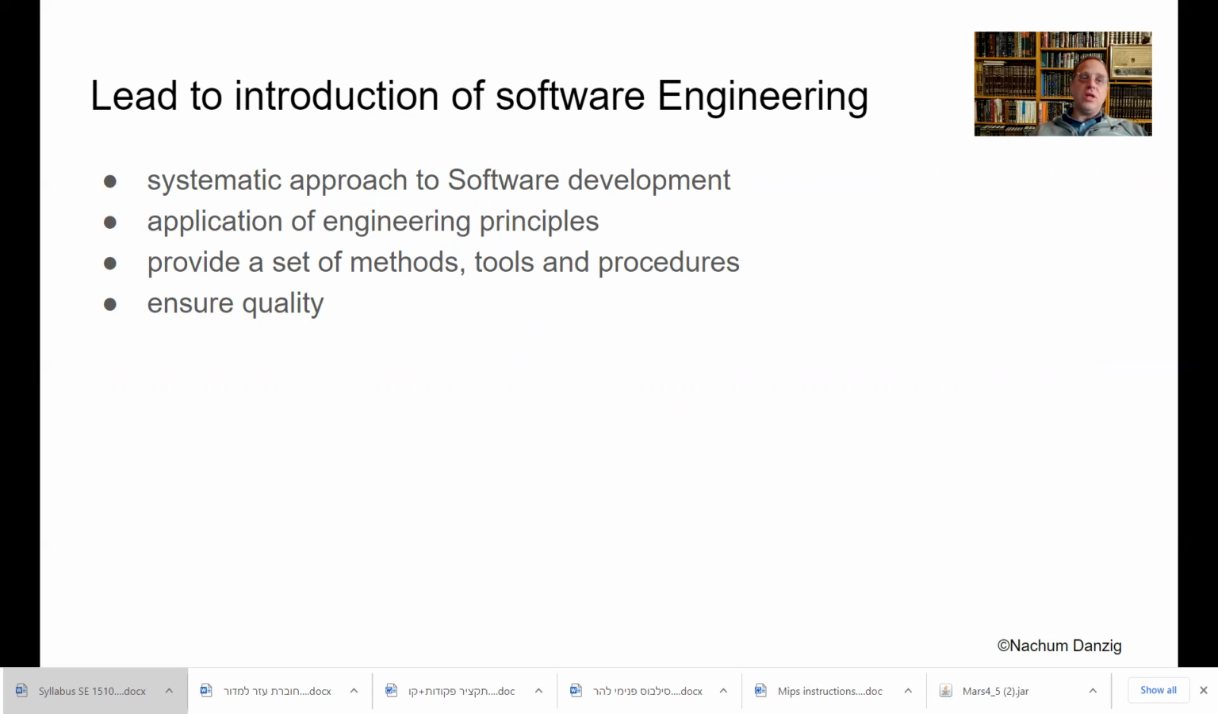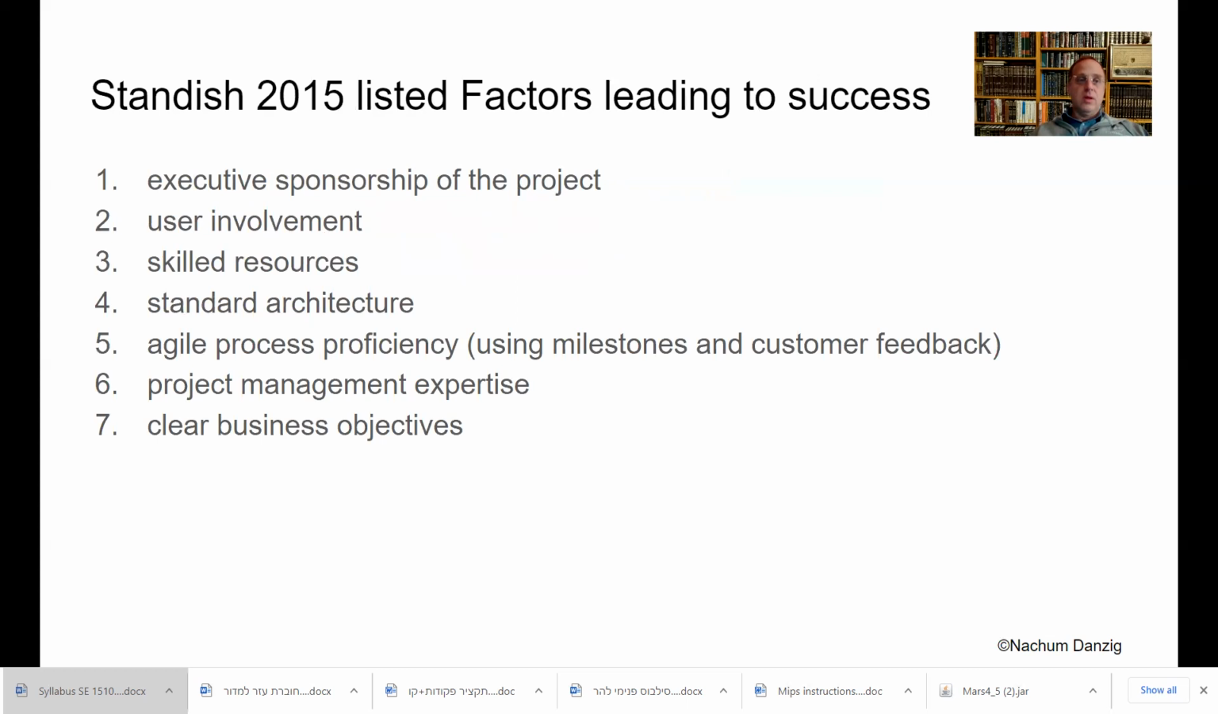So this led to the introduction of software engineering, this problem, where we're going to try to have a systematic approach to software development. We're going to try to use some principles and have methods and tools and procedures that will ensure quality. We're not just going to let anybody do whatever they want. I mean, that's the ideal.